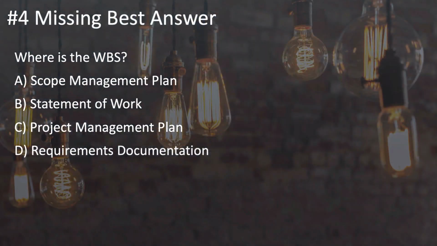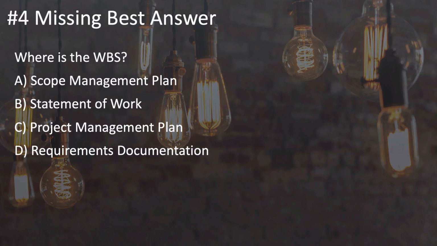The fourth type of question that we'll be analyzing in this lesson is when the best answer simply isn't there. Take this one for example. Again, where is the WBS? The scope management plan, the statement of work, the project management plan, or the requirements documentation. We know from our previous example that the best answer for this is that it's in the scope baseline. However, this answer isn't here.